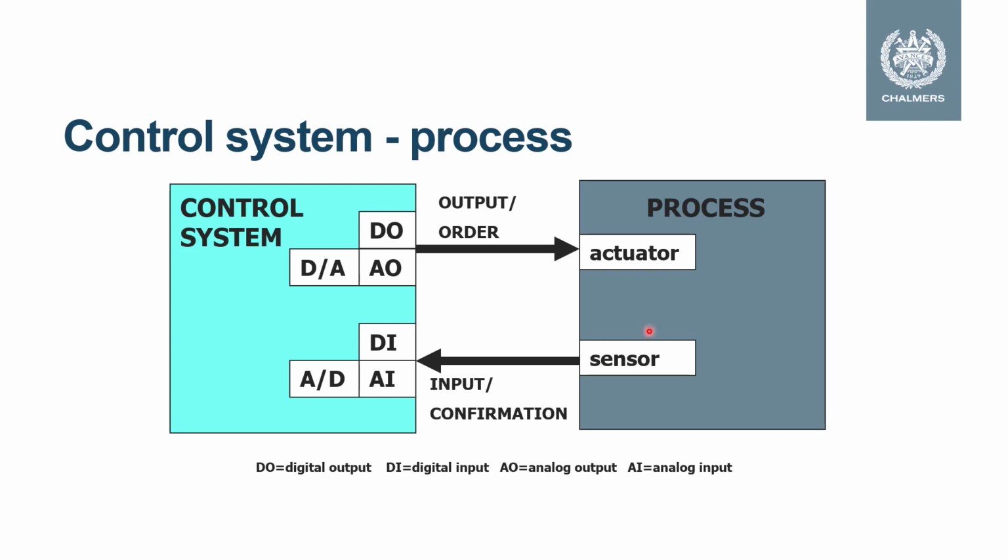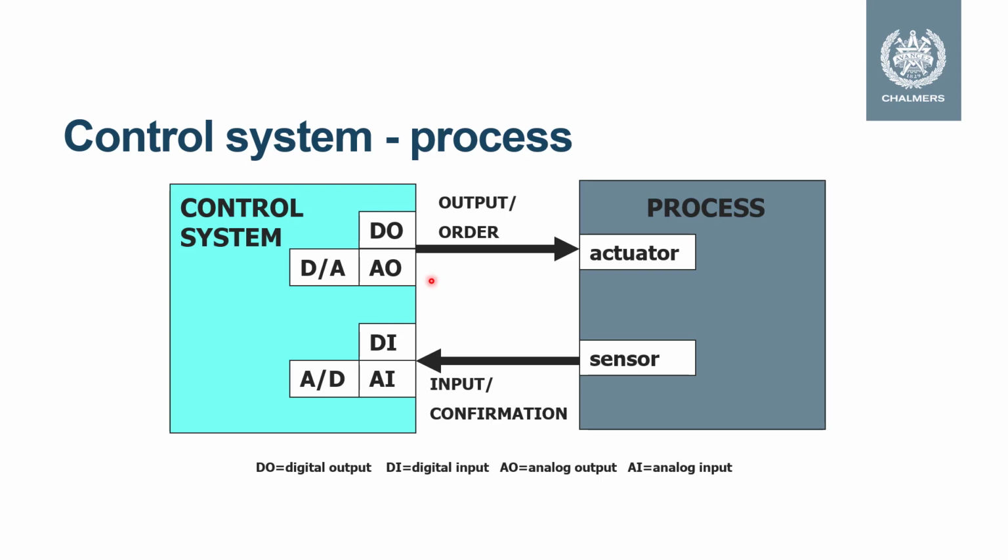We'll get responses from the process. The process will tell the control system what is going on here. And to know what is going on, we need sensors. Sensors see what will happen in the process and send back information to the control system.